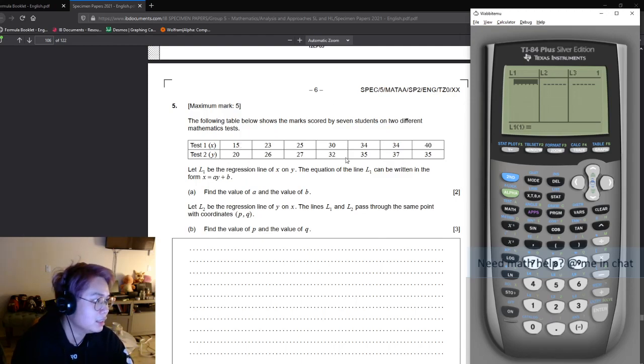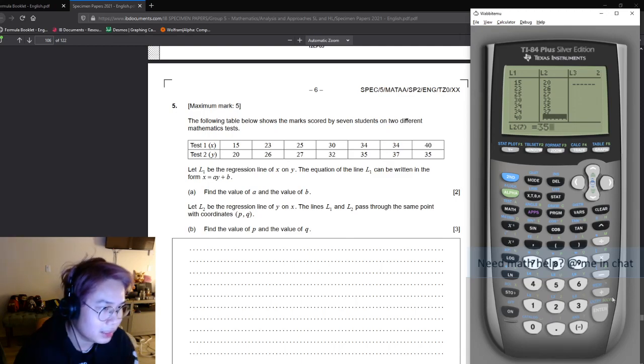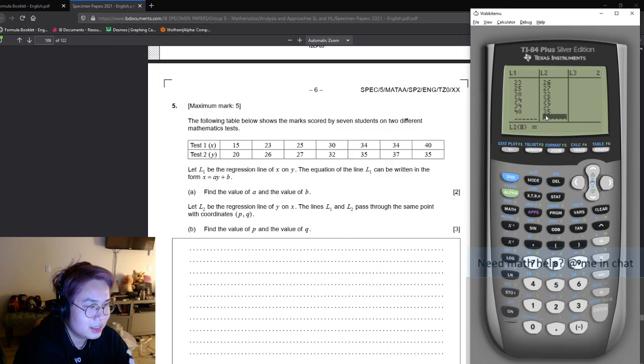We can put in x in list 1, it doesn't really matter. So it goes 15, 23, 25, 30, 34, 34, 40. Go to the next list: 20, 26, 27, 32, 35. So you see, this is why I don't like calculator questions or calculator exams. It's just a lot of punching in numbers. Okay, so we have our lists. Now keep in mind, list 1 is for your x's, list 2 is for your y's.